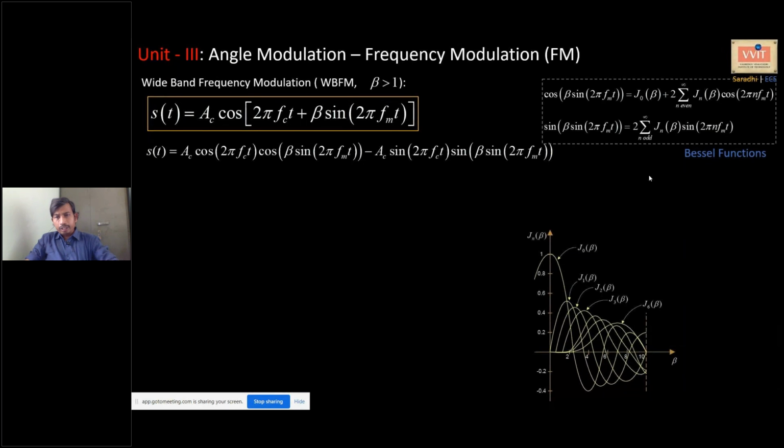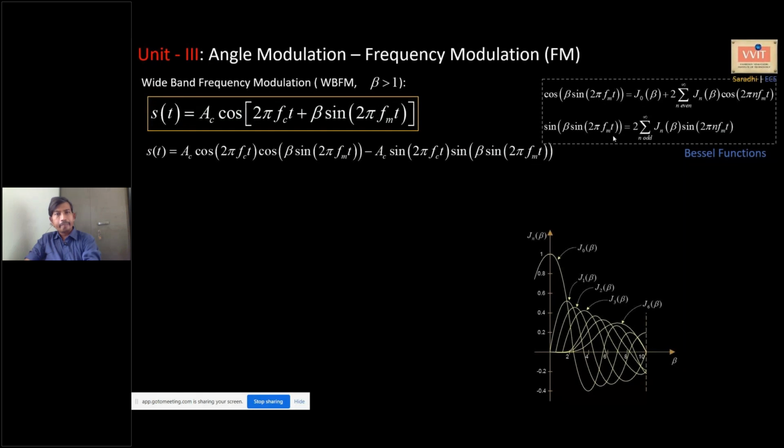And if you plot each of these Bessel functions, it is essential to understand the nature, or the characteristics, of the Bessel functions. So J0 of beta would be like this, J1 of beta will be like this, J2 of beta will be like this.